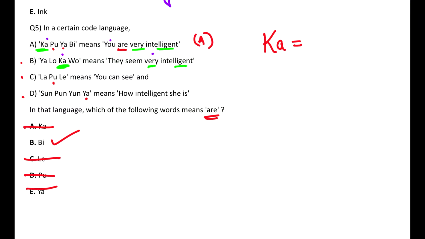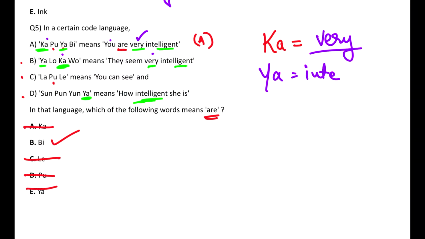Here I see ya and ka repeating. Do I see an extra ya, guys? Yes. Ya is here and intelligent is here. So I get an idea that ya is equals to intelligent and ka automatically becomes very. So this is how you're supposed to find out the code of each and every word very simply and very easily. And with this, within few minutes itself, I completed the entire topic of coding decoding.